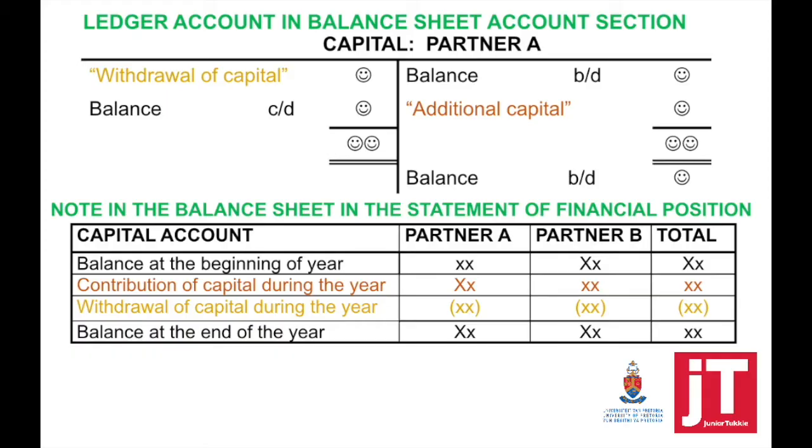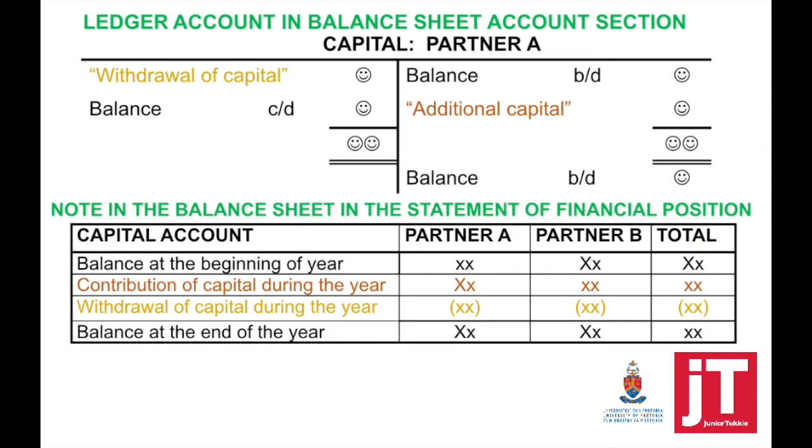In this activity, we are going to focus on the notes to the Statement of Financial Position. So we are going to look at what is new. In a partnership, the equity consists of capital and current account. So those are my two new notes to the Statement of Financial Position.